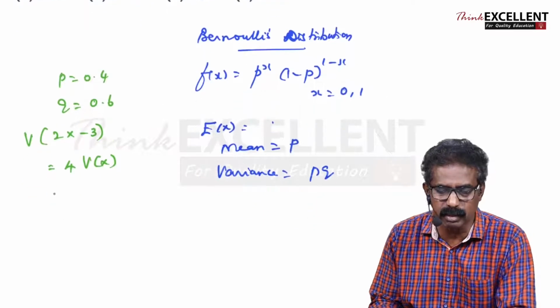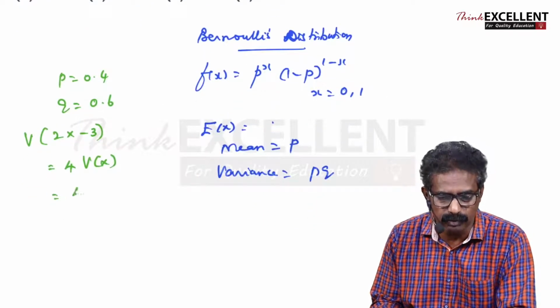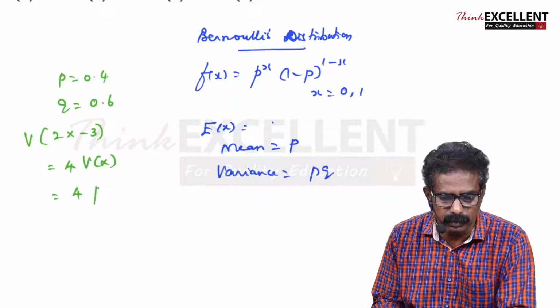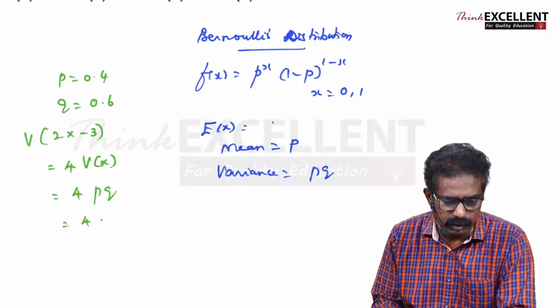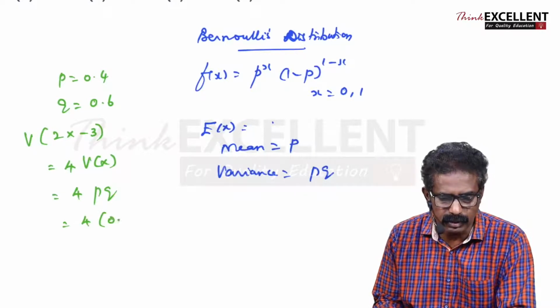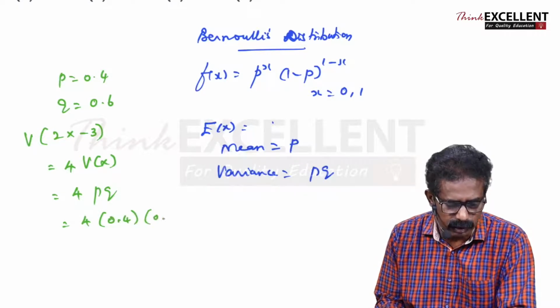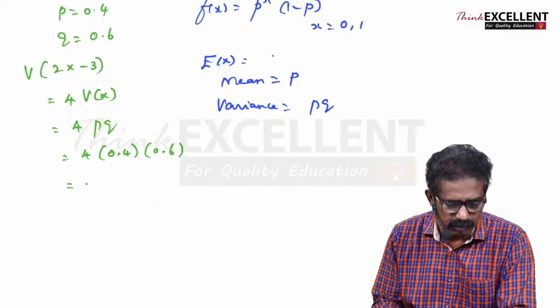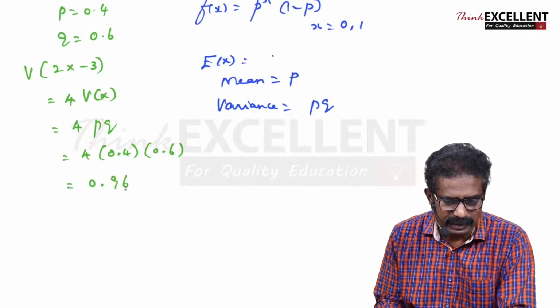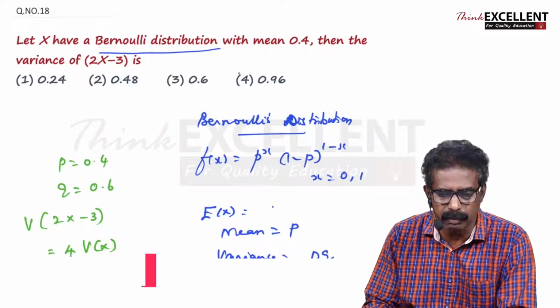Variance of minus 3 is 0, since variance of a constant is 0. So 4 into variance of x, which is pq, so that is 4 into 0.4 into 0.6. If you simplify, you will get 0.96. That is option number 4.